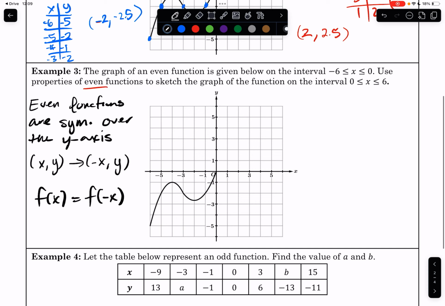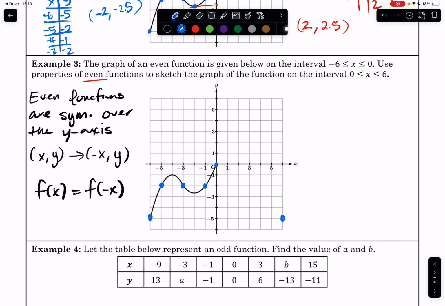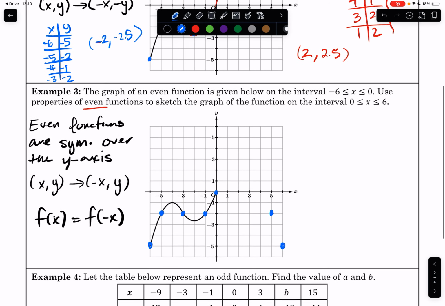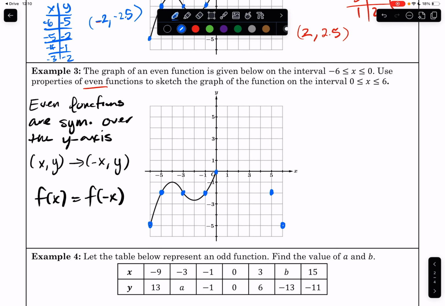So if I have, again, these points here, then the opposite x is going to have the same y. Well, we have those points listed up here, okay? So all of these y's are going to be the opposite for the same x values. So at positive 6, the y value will still be negative 5. At negative 5, the y value is still going to be negative 2. At negative 4, the y value is going to be negative 1.